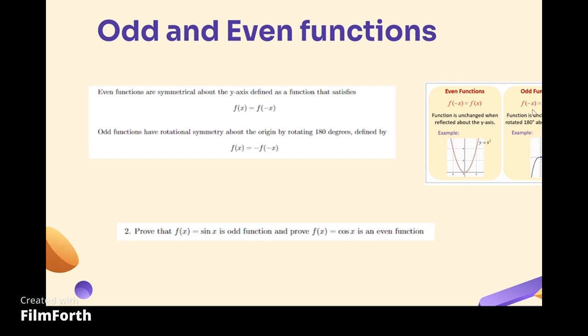And then if we think about an odd function, if I put negative x in, then I'm going to get the negative of what I get if I put x in. And y equals x cubed has this property because if I put negative x in, I'm going to get negative x cubed. But if I put x in, I'm going to get x cubed, right? And then if I add a negative sign, they're going to be equivalent.